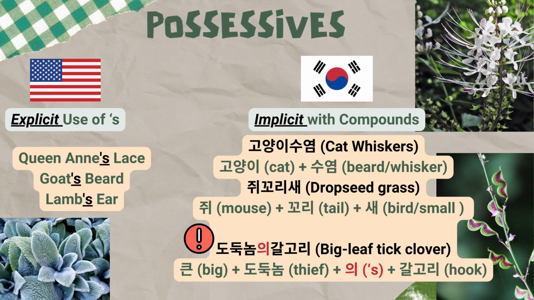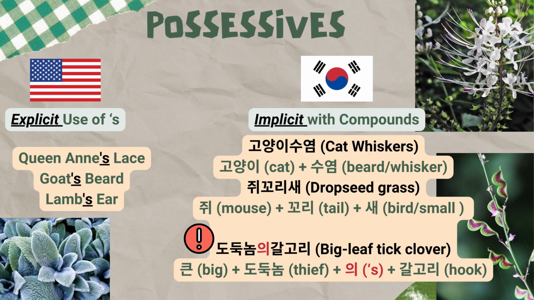Possessive use is another difference. In English common nouns, there is an explicit use of apostrophe s possessive markers, really the default for this naming system, such as Queen Anne's lace, goat's beard, and lamb's ear. However, with Korean, typically possession is implicit with compound usage, as seen with cat's whiskers, 고양이수염, and dropsy grass, twekorise, meaning small mouse's tail.